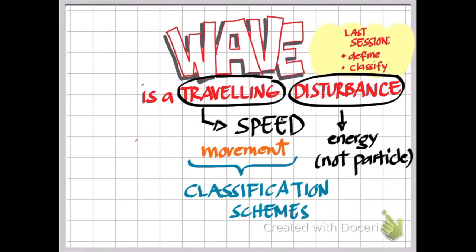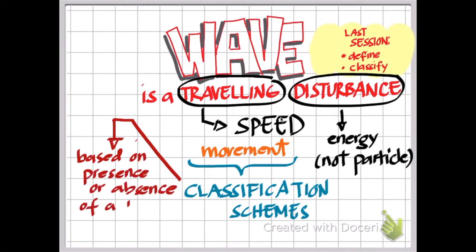We have terms that usually come out whenever we ask for the type of wave or the kind of wave. Those are called classification schemes. We have two classification schemes. The first classification scheme is based on the presence or absence of a medium. Whether a medium is required or a wave can travel with or without a medium, the classification is based on this. In this kind of classification, we have two different types of wave. The first one is mechanical, and the other one is electromagnetic.